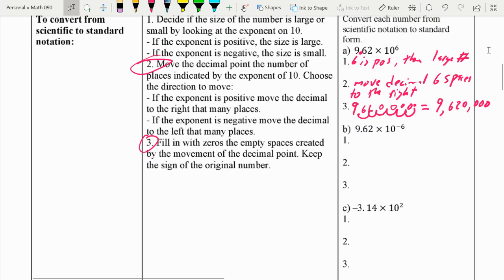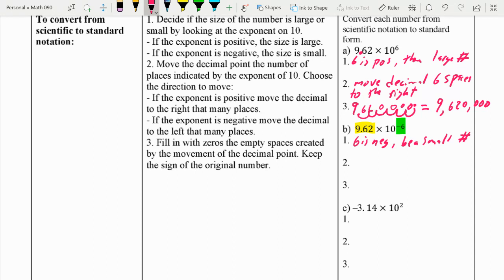Okay. Let's look at part B. There's A, there's N. For this one, is it going to be a big number or a small number? Well, since N is negative, so 6 is negative, it's going to be a small number. So what that means is we're going to have a decimal and a bunch of zeros. Number 2, move the decimal.